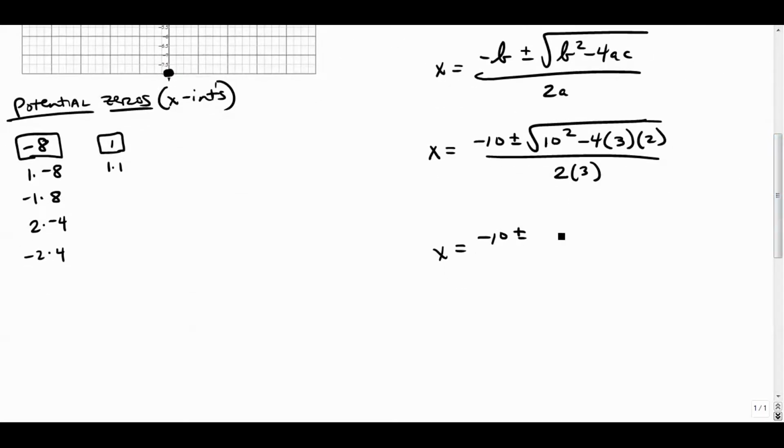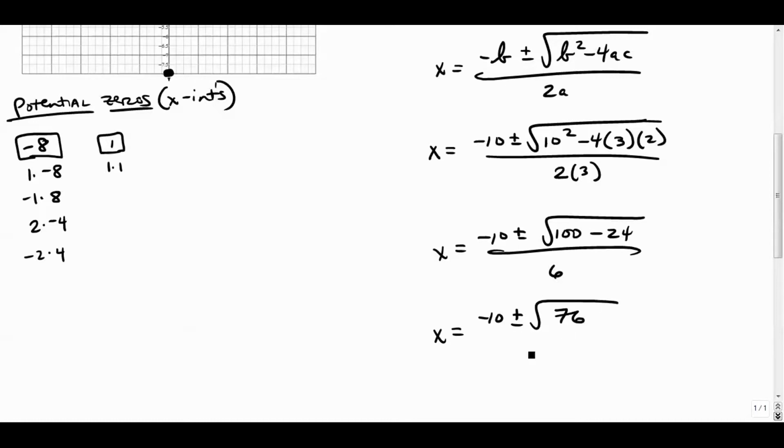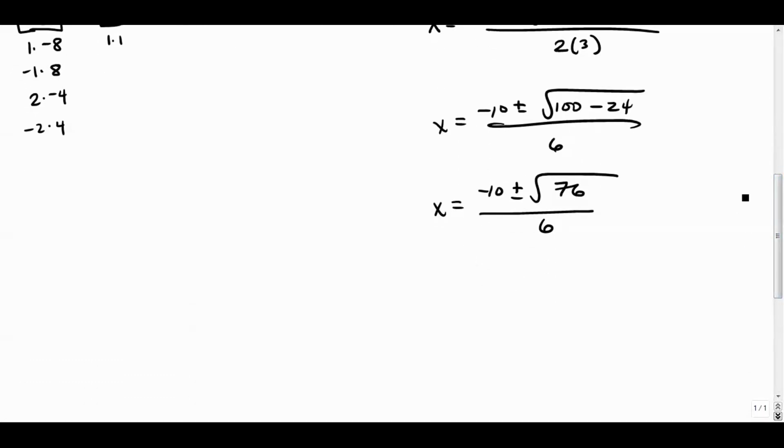Let's simplify the radicand first. 100 minus, let's see, 24 over 6. Negative 10 plus or minus the square root of 76 over 6. Alright, so we have, let's see, the square root of 76. Square root of 76, interesting. So let's do this. Let's go negative 10 plus that over 6, and negative 10 minus that over 6.